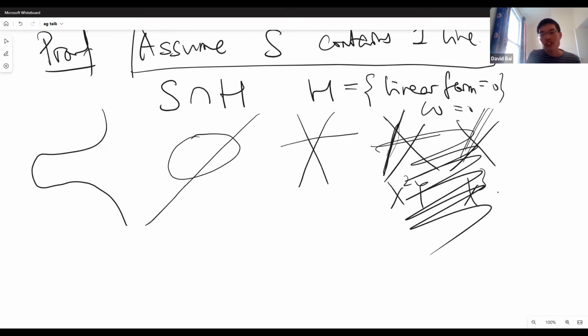Now, we assume that S contains 1 line, so it doesn't quite make sense if we just throw a random plane and cut it through it and see what happens. So let's just say H contains this line L. If H contains L, what happens? It can't be this case either.